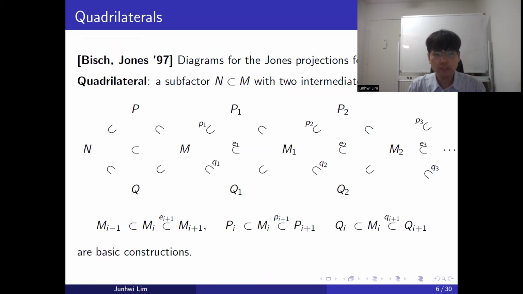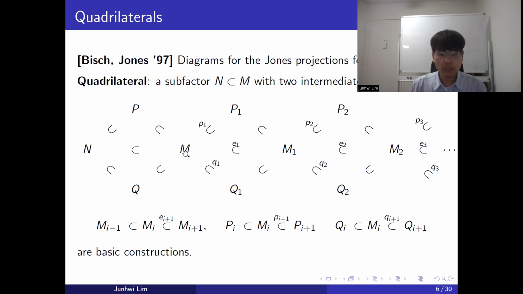Bisch and Jones went one step further and introduced a diagram for the Jones projection when an intermediate subfactor P is present. We went one more step further and considered a case with two intermediate subfactors, P and Q. N, P, Q, and M form a quadrilateral inclusion.